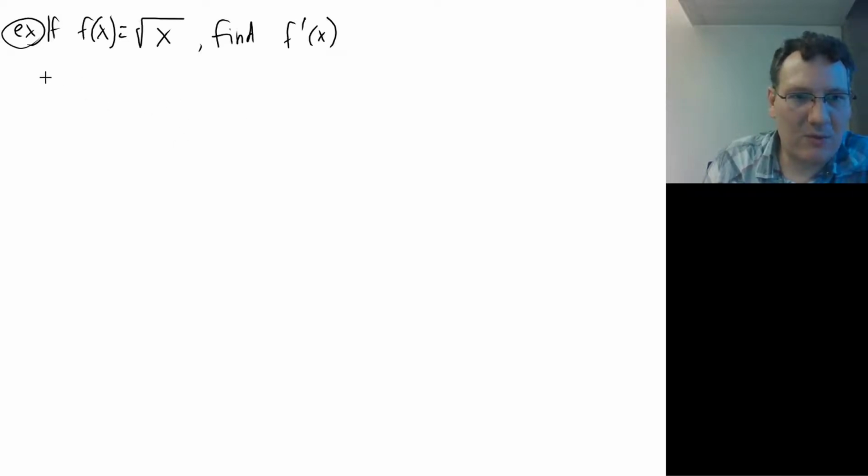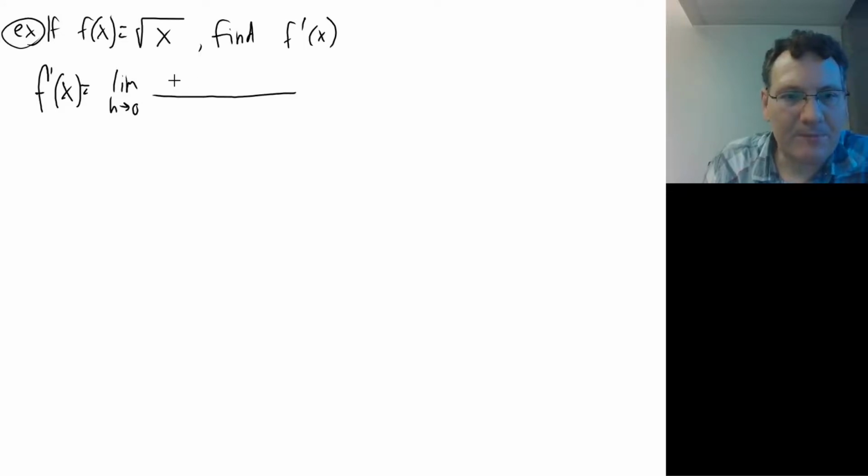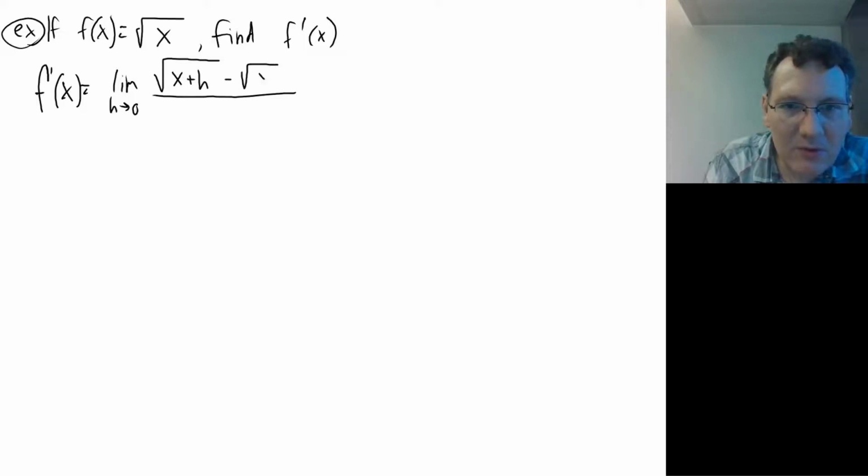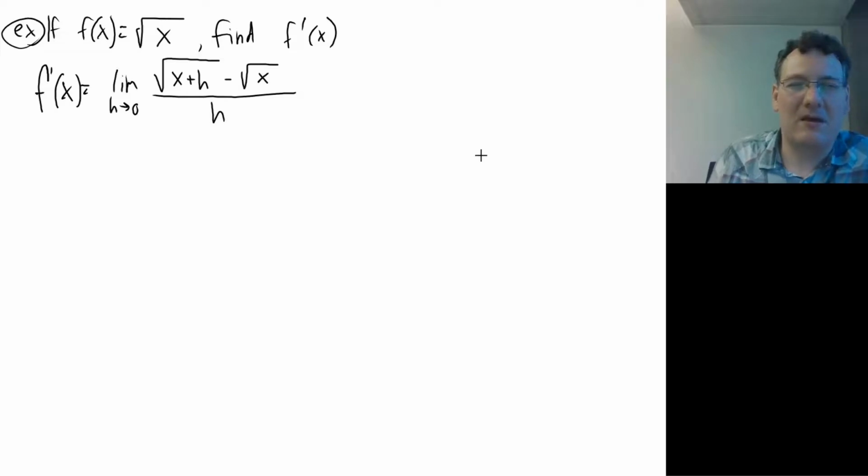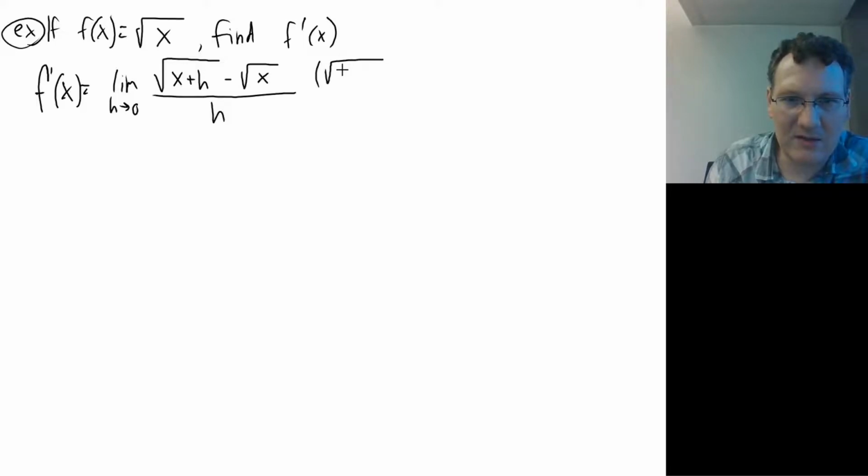Okay, so again, the definition: f prime of x is the limit as h goes to 0 of, let's write it out, square root of x plus h minus the square root of x over h. To evaluate this one, what we're going to do is multiply both numerator and denominator by the conjugate, which is square root of x plus h plus the square root of x. That's going to go on top, and it's going to go on bottom.